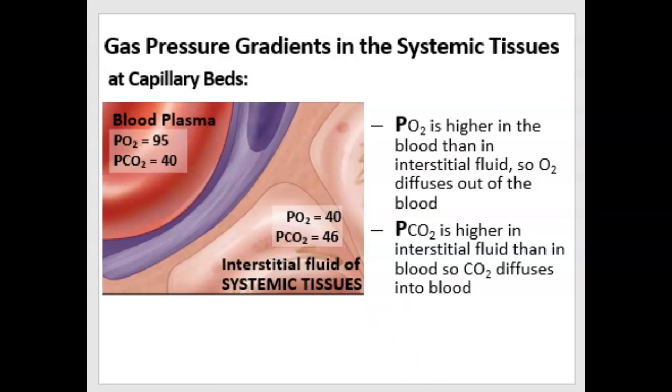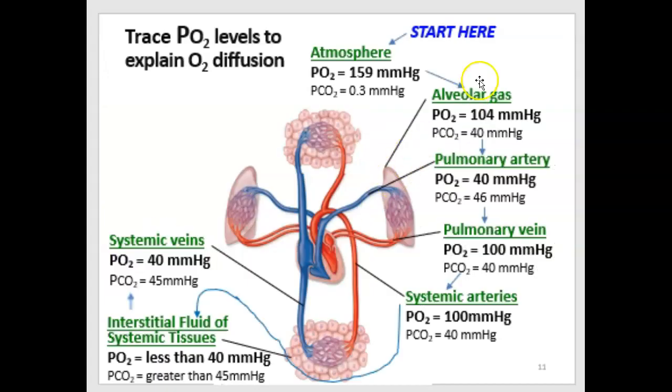So let's look at how oxygen levels change from the alveoli all the way to the systemic tissues and then eventually back to the lungs. Okay, let's just look at CO2, or it's not CO2, I'm sorry, I keep doing that. Oxygen levels, to explain why diffusion happens at these two locations in the opposite directions.